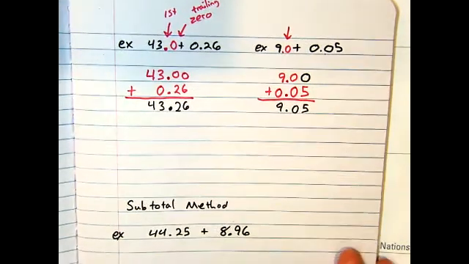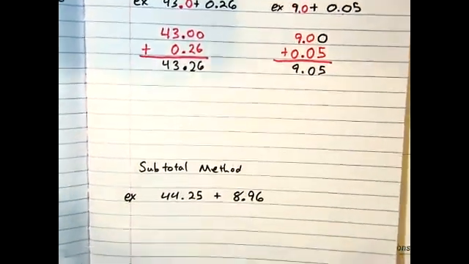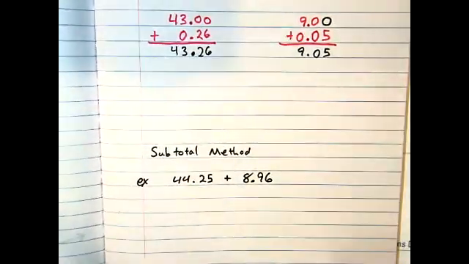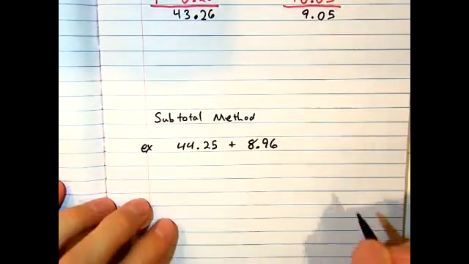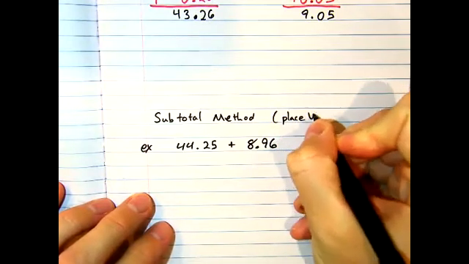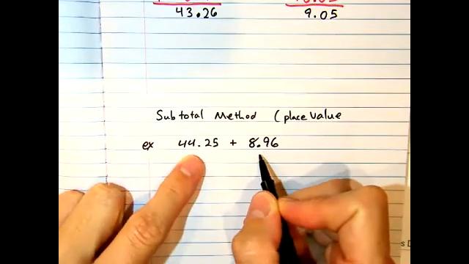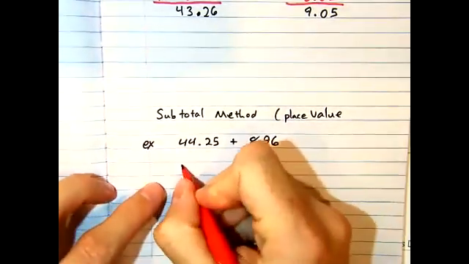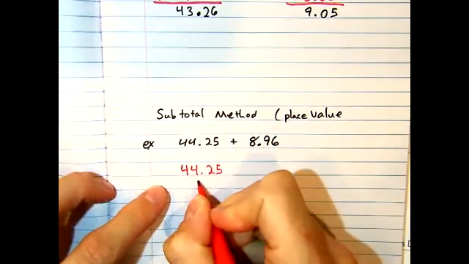While we're talking about methods for adding, I'm going to go over something called a subtotal method. You may have seen this in 4th grade. This might be the first time you're seeing it. It could blow your mind. But this method works off of place value. So what we want to do is line up our decimals. So we want to follow the rules as stated above. But let's see what we can do to make this adding go quicker.